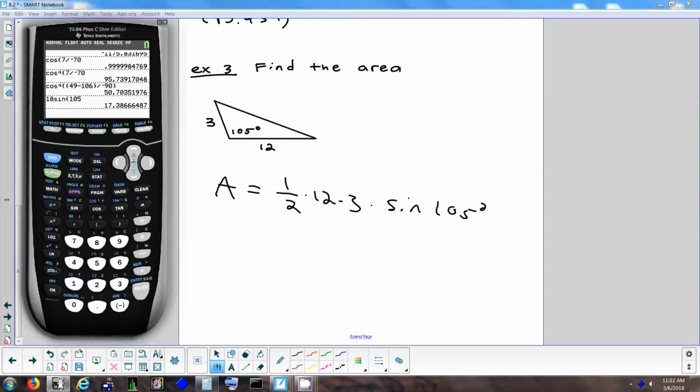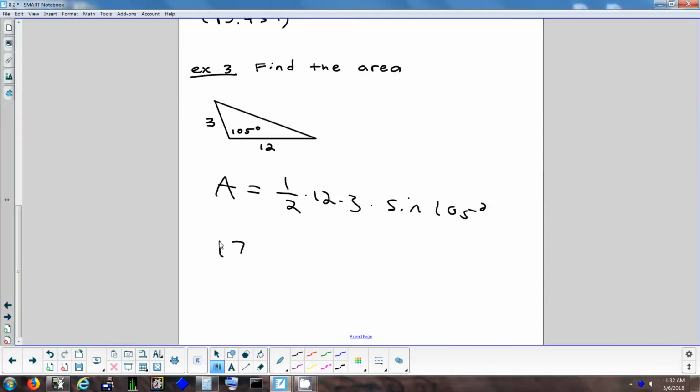So the area is 17.37. Now area is two-dimensional. We don't know the units, so we'll just call it units squared. Okay. Any questions on how to find the area if you're given two sides and an angle like that? Does anybody want to see another one of that type? No? Okay.